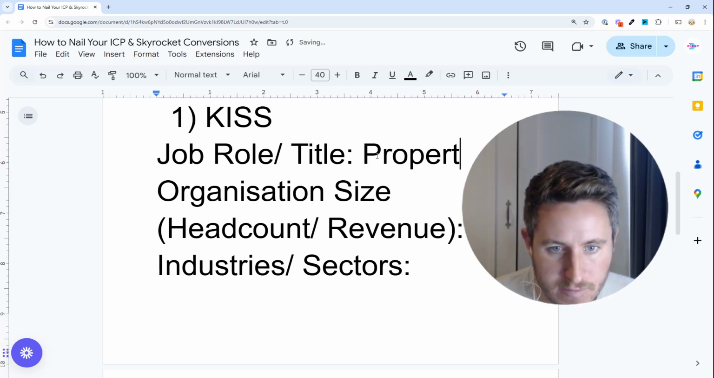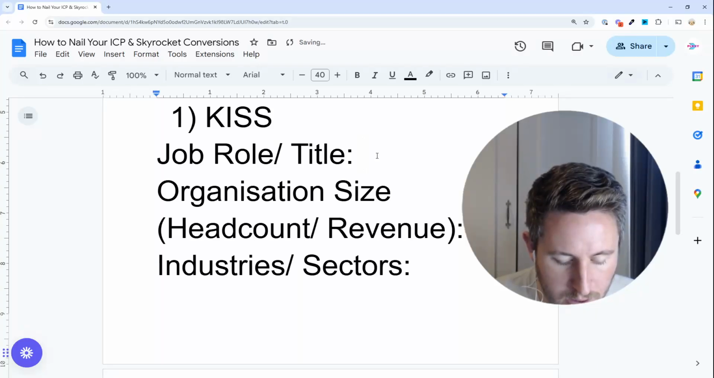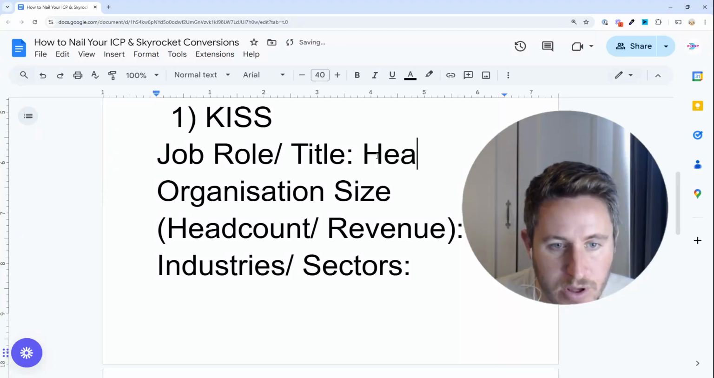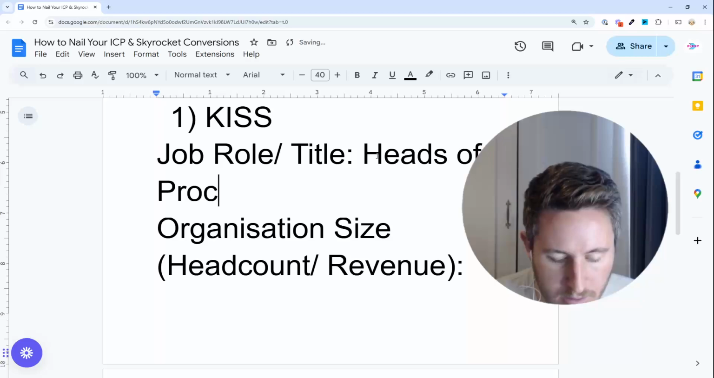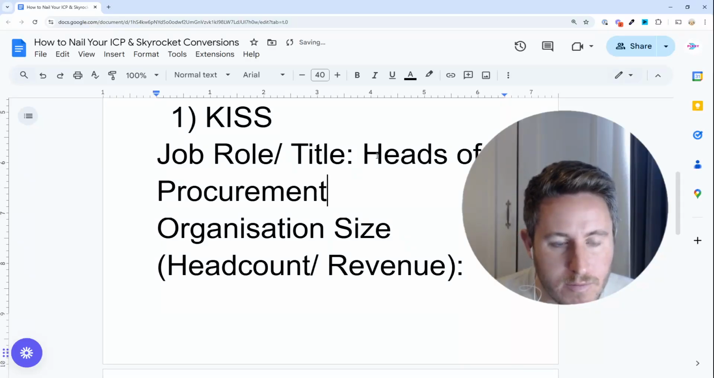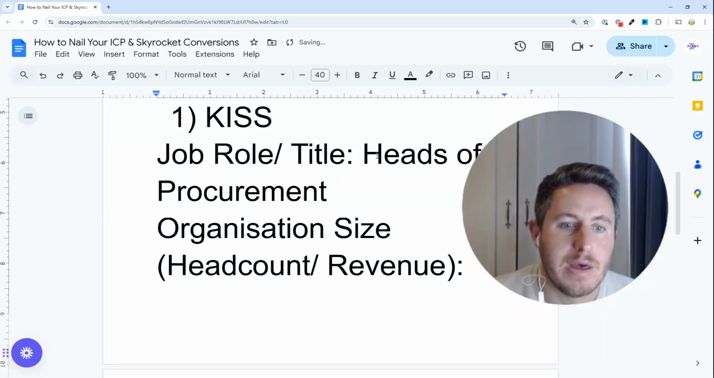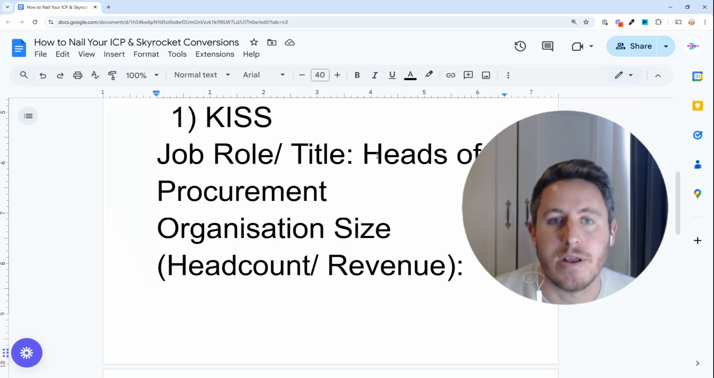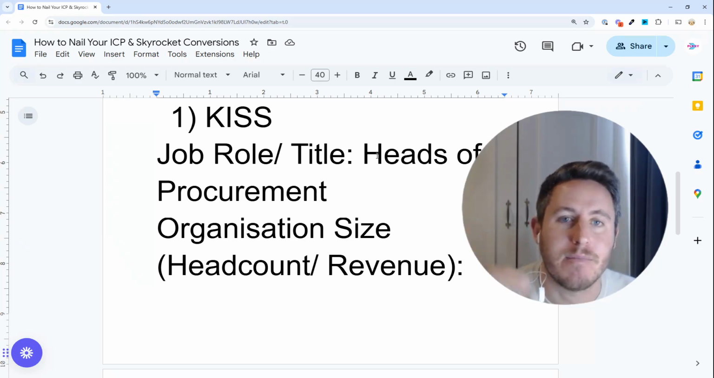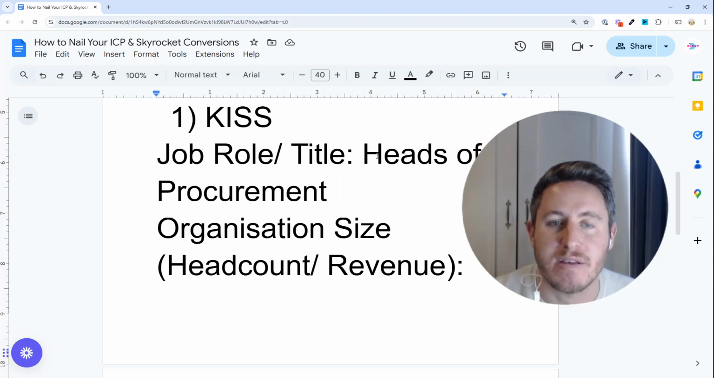property owners. You know what? No, we're going to go with another example. We're going to go with heads of procurement. So, another client I worked with for a few years, we're targeting heads of procurement in medium and enterprise sized businesses with a commodity pricing information platform.